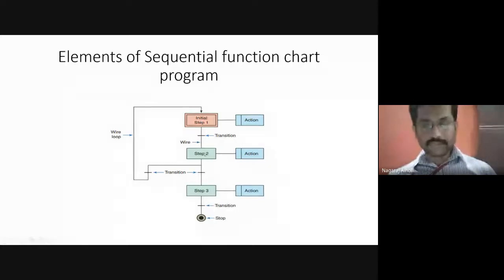Then step 2 to step 3, there is a transition, there is a change. At step 3 also it performs certain action. Step 3 to stop, there is a transition, there is a change, and then it will stop. Okay? This is just like the flowcharts that you are writing for various programming languages.